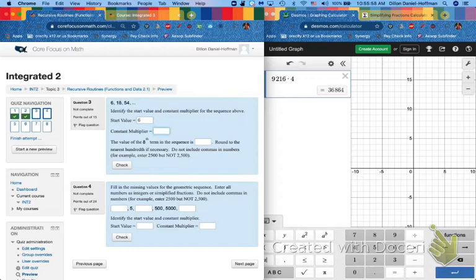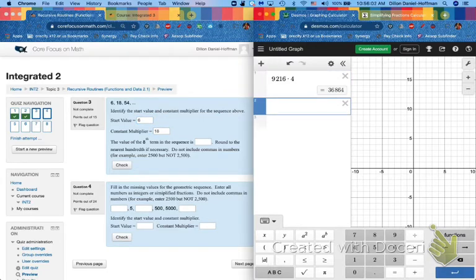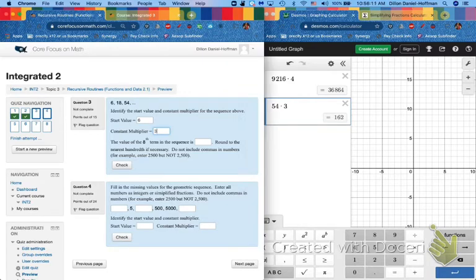6, 18. All right. I'm going to be very, very concentrated now. I need the 8th term. 54 is my 3rd term. My multiplier here is 3. 18 divided by 6 is 3. Okay. So 162 is my 4th term.